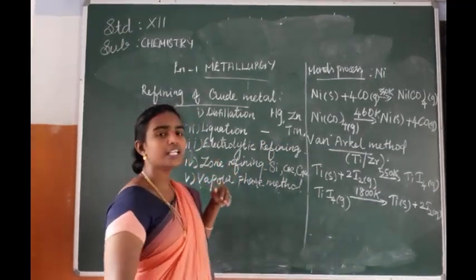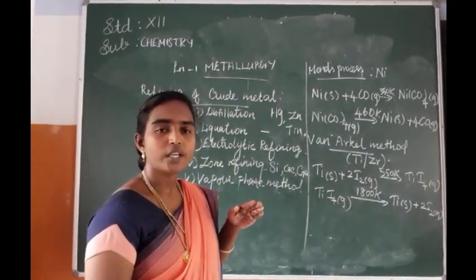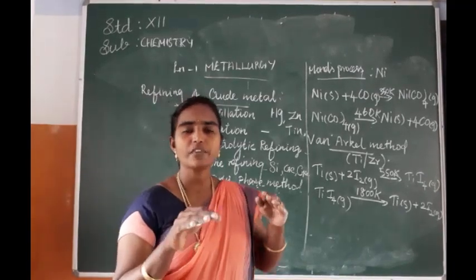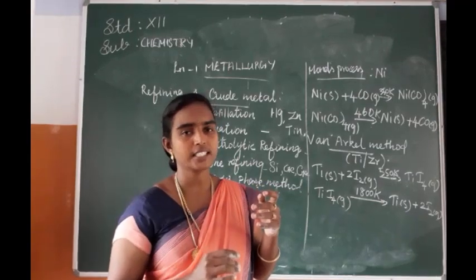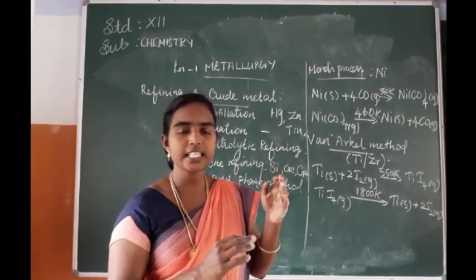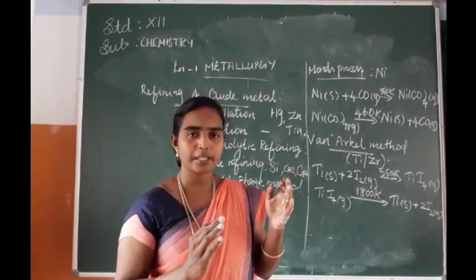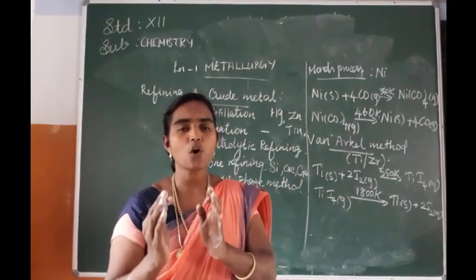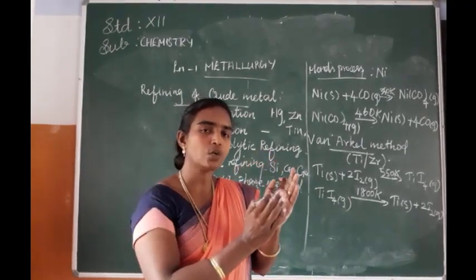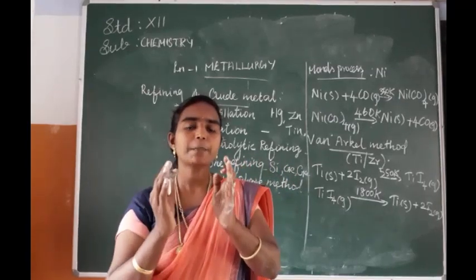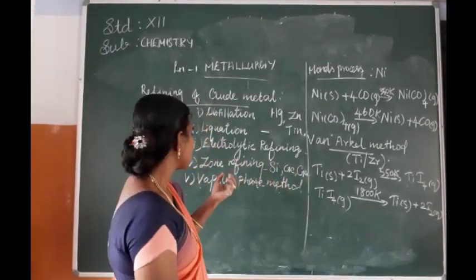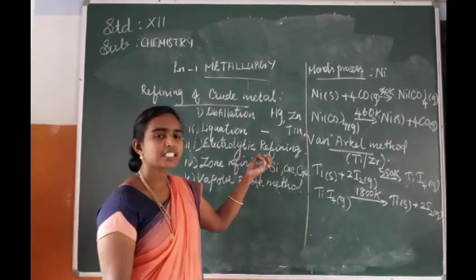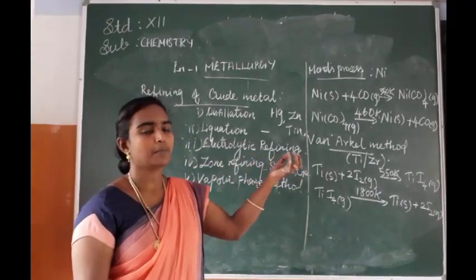Next, electrolytic refining. In this process, we have to use 3 terms: cathode, anode and electrolyte, isn't it? Using electricity, we can purify the particular metal. The purest form of metal will be collected at the cathode. Impurities will be deposited at the anode, which is called anode mud. Here copper, zinc, silver, and more examples are there.